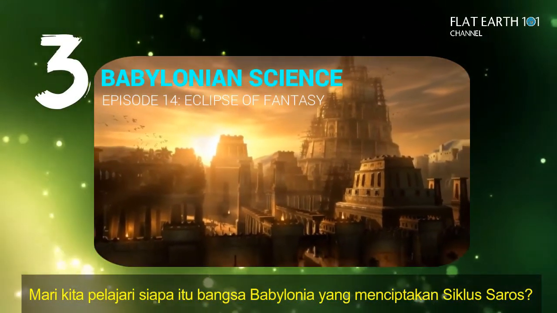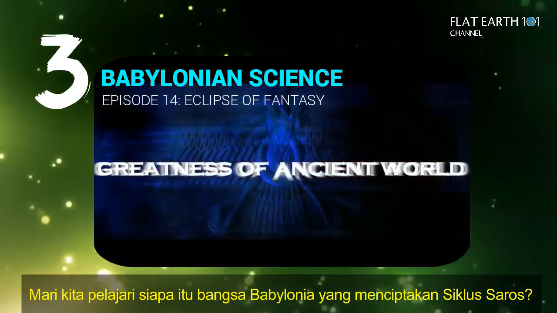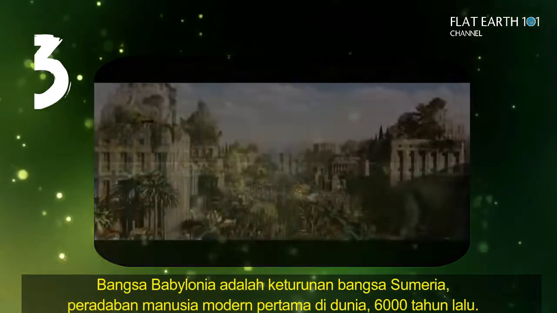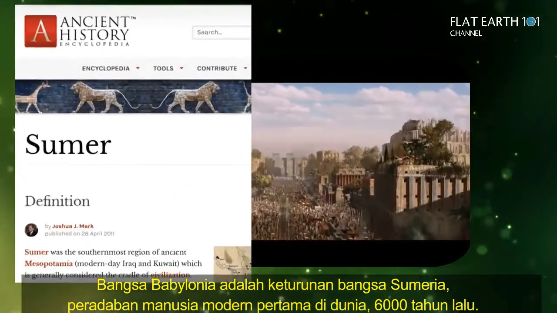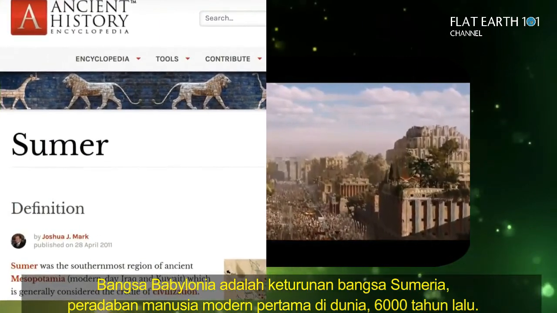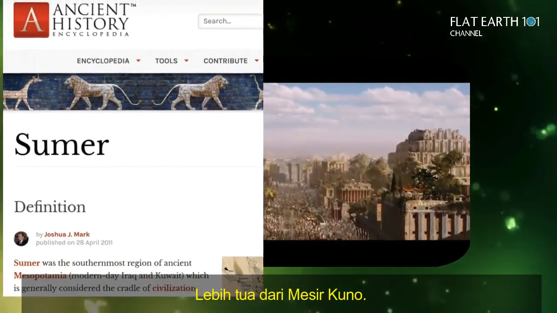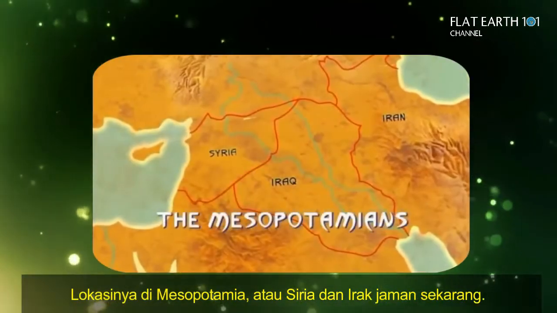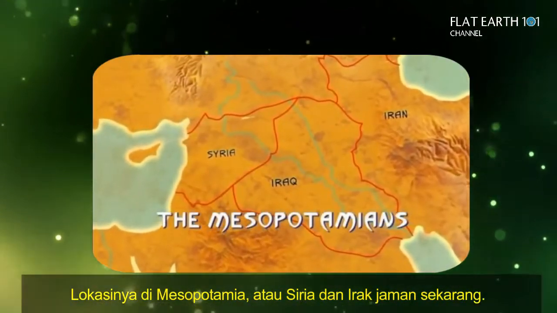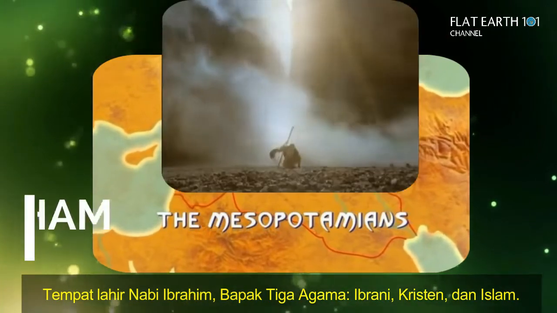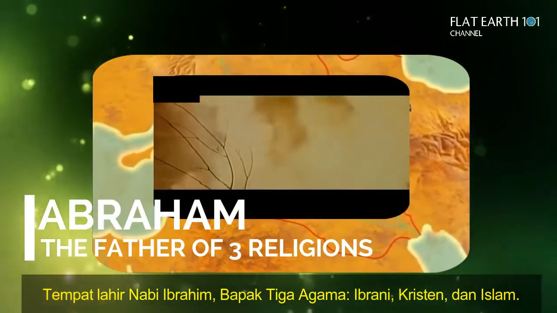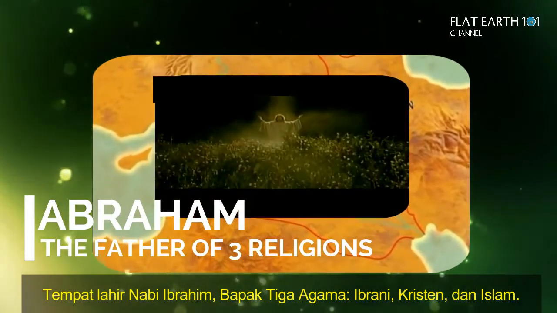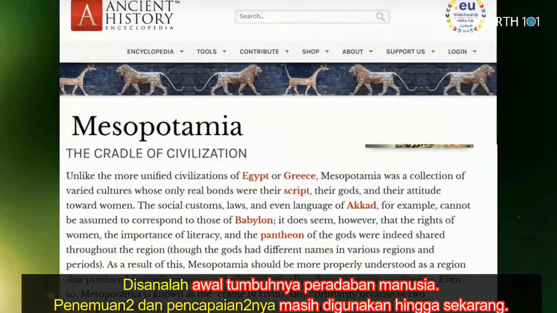Let's take a look at who are these Babylonians who invented solar cycle. Babylonians are descendants of Sumerian, the first modern human civilization 6,000 years ago, earlier than ancient Egypt. It's located in Mesopotamia or modern-day Syria and Iraq, the birthplace of Abraham, the father of three religions, Hebrew, Christian, and Islam. It's the cradle of civilization.